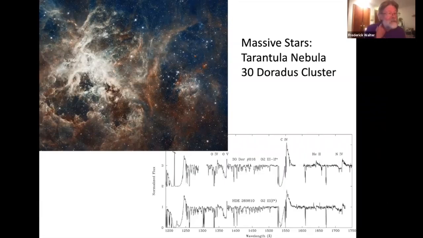The Tarantula Nebula in the Large Magellanic Cloud contains probably one of the most massive stars known. Ultraviolet spectroscopy, the plot down here in the lower right, shows what these stars look like if you take a spectrum, if you disperse the light in the ultraviolet. What you see is that these stars have emission lines from oxygen 5, nitrogen 5, carbon 4. These stars are 30 to 50,000 degrees, really, really hot, much hotter than the sun.